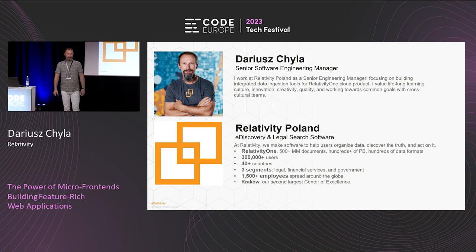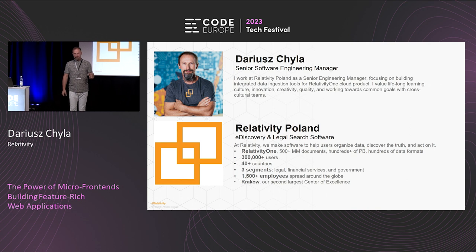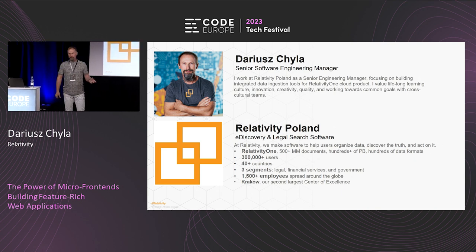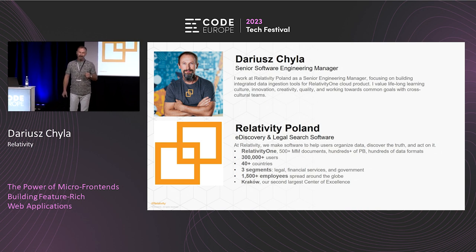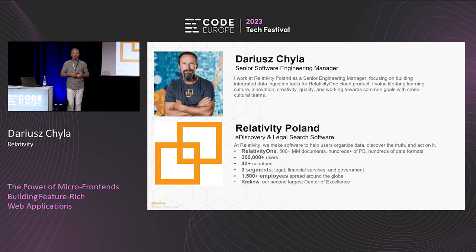Relativity has around 1,500 employees spread around the globe, and our Krakow office is the second largest center of excellence, where top developers are revolutionizing our software and making sure that we stay in front of our competition. And Relativity is the market leader in the e-discovery space.